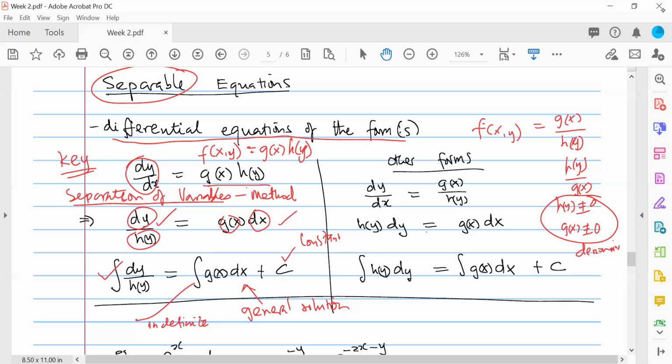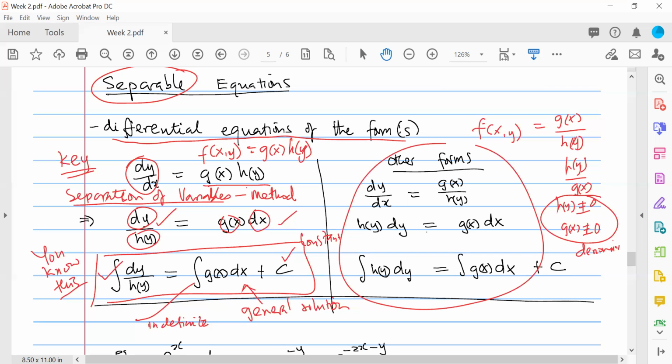All right. Once you do that, everything here is what you know from your integration skills. So the key role is just to separate the variables. Once they are separated, the rest is history, because you know how to integrate. Even in other forms, you can do the same thing.